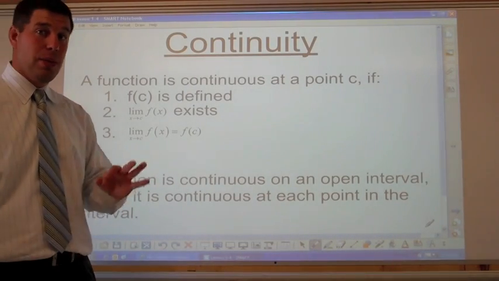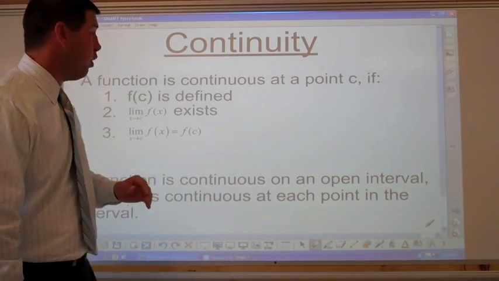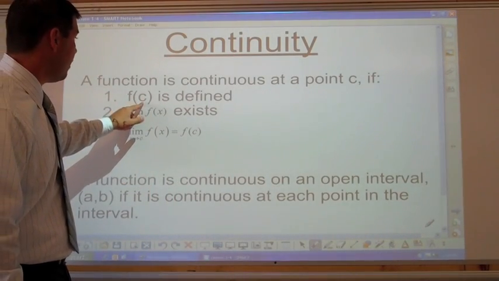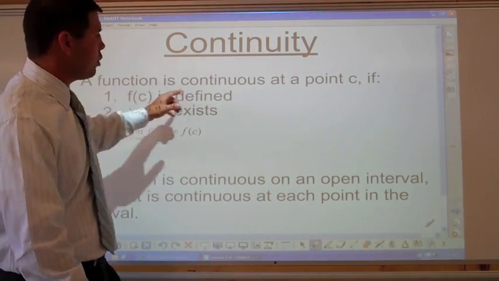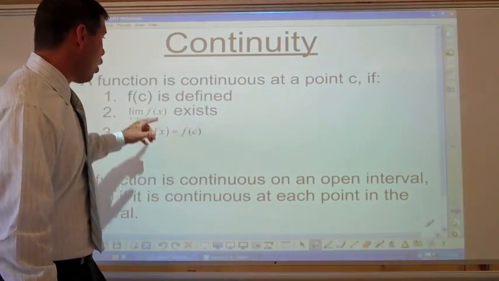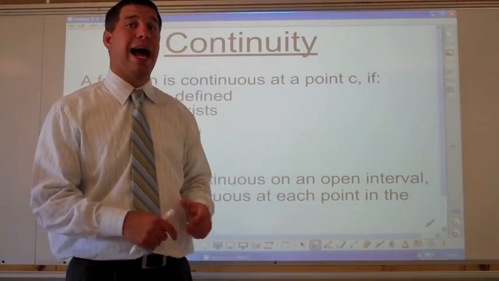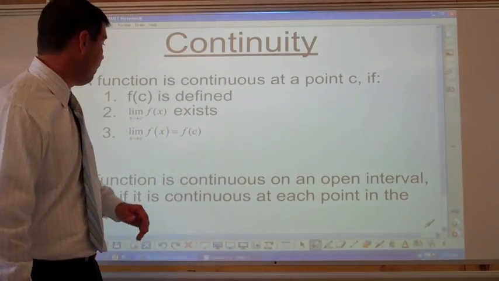A function is continuous if all three of these conditions occur. First, f of c is defined. So a function is continuous at some point c. First off, the point has to be defined. There has to be a value of the function at that point, at that x value.